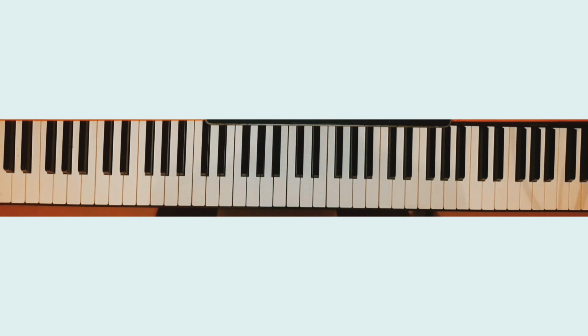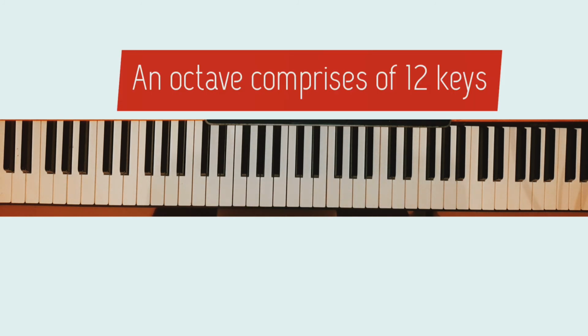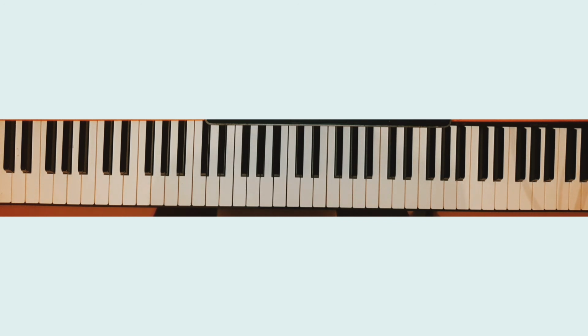Okay, so going back to our lesson now, key octaves. Now, what is an octave? An octave comprises 12 keys. So when we successfully get to 12 keys on the keyboard, we call that an octave. What do I mean by that? If this is C, C sharp, D, E flat, E, F, F sharp, G, A flat, A, B flat, and B. This is an octave already.